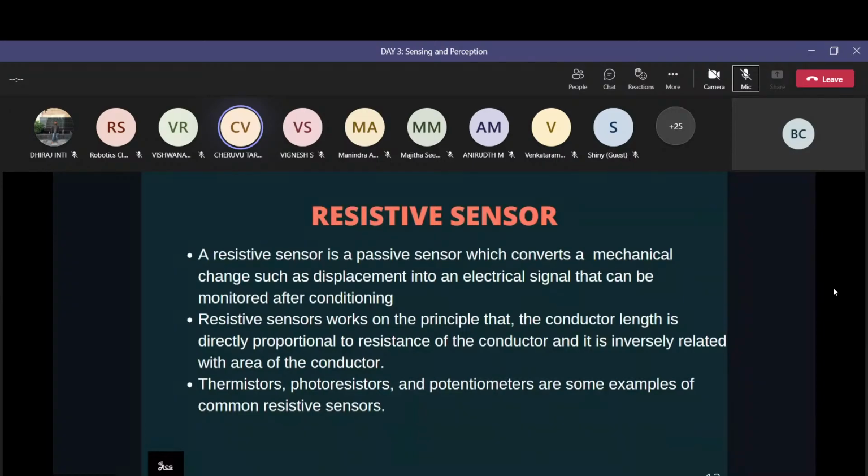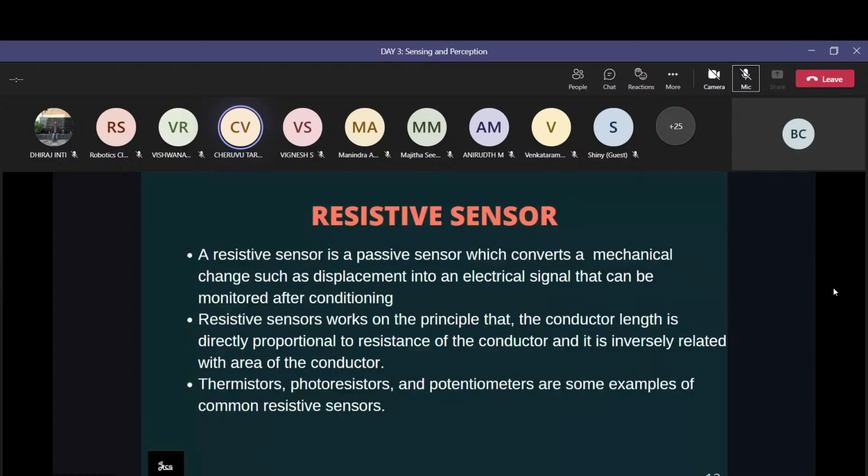Most of us prepared either for NEET or for JEE, right? In physics, you have a formula called resistance R equals rho into L by A, where L is the length of the conductor and A is the area of the conductor. That basic concept is used in resistive sensors. Resistive sensors work on the principle that the conductor length is directly proportional to the resistance of the conductor and inversely proportional to the area of the conductor. This is the basic working principle of a resistive sensor.